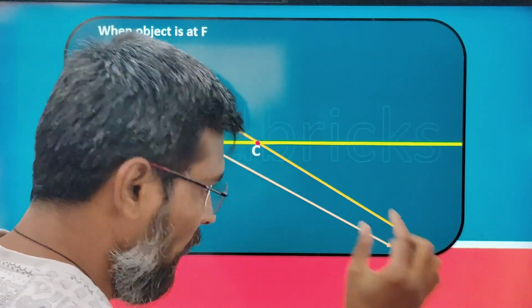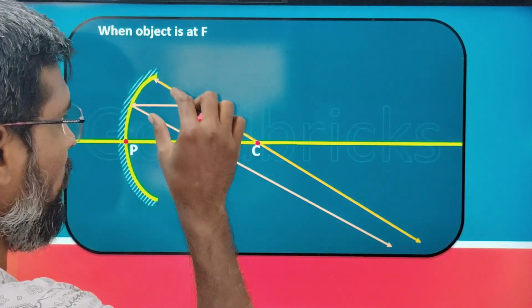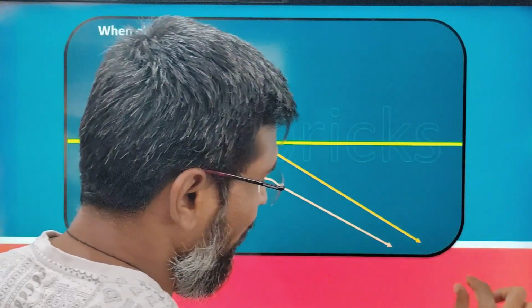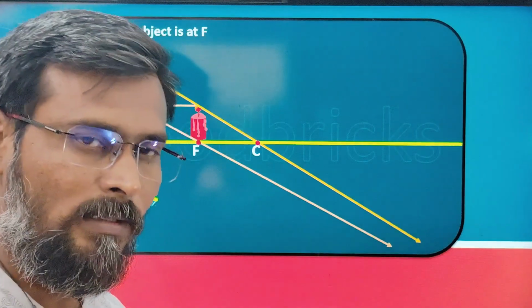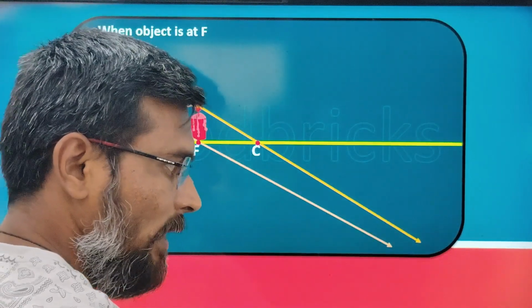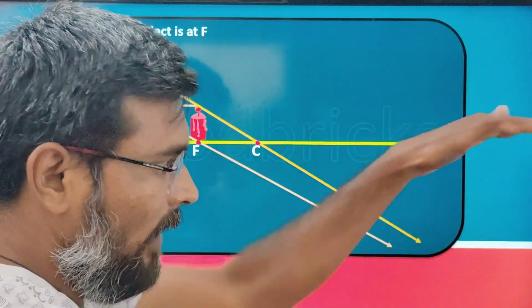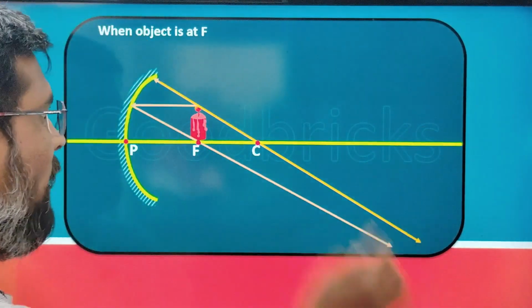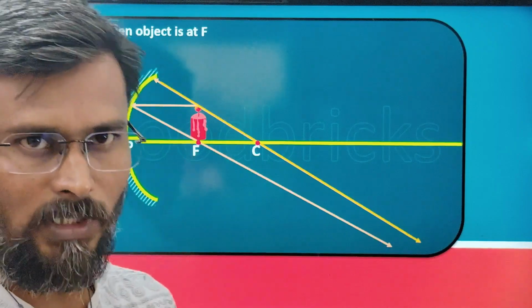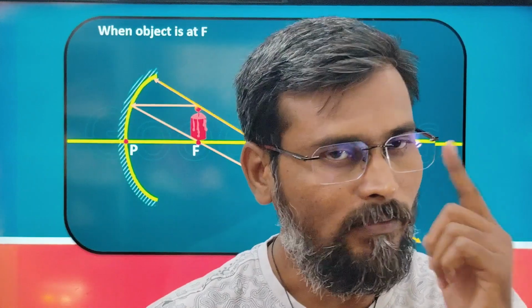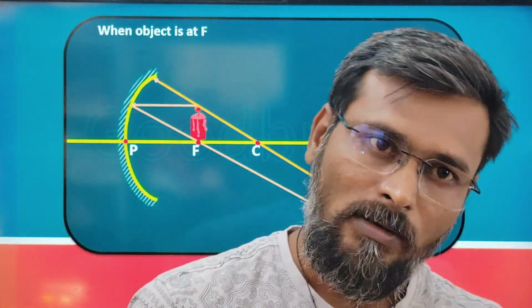Now these are the 2 reflected rays. And if you observe these 2 reflected rays, the distance is decreasing. It means these reflected rays are going to converge somewhere very far away from the mirror, and a highly enlarged image is found. So when the object is at F, the focal point, the image found by the concave mirror is highly enlarged and inverted, and the image will be found at infinity.